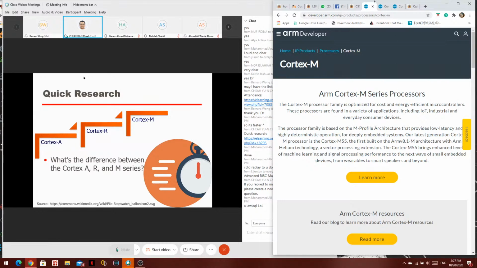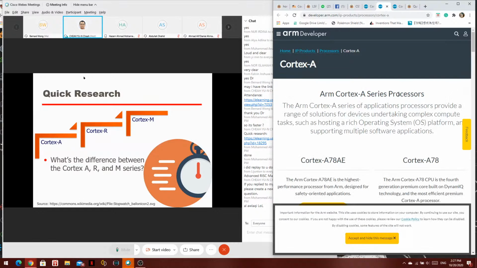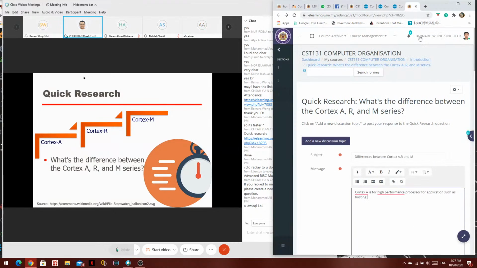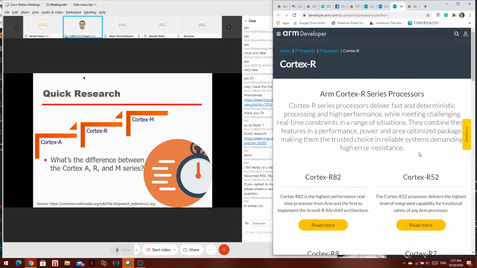Let's see. Random choice. Okay, Nur Iqmal Hakim: Cortex A for application processors, providing a range of solutions for devices that do complex compute tasks. Okay, Cortex R, range of processors optimized for high performance, hard real-time applications. Okay, good. Cortex M, the smallest or lowest power processor for discrete processing and microcontrollers. All right, good.